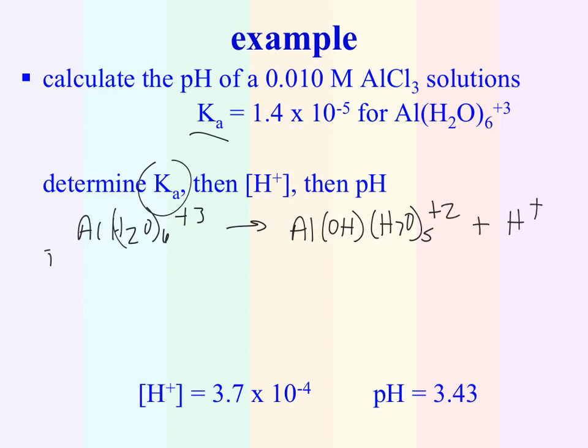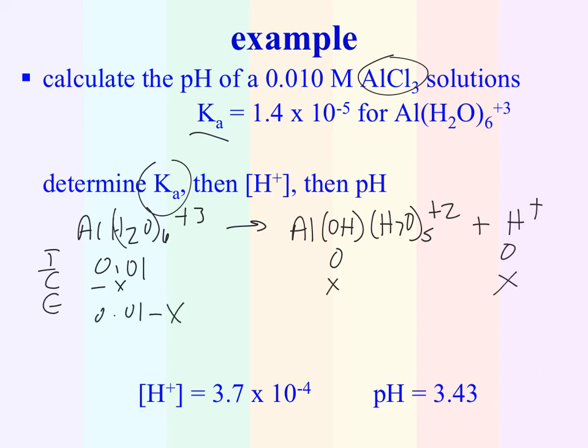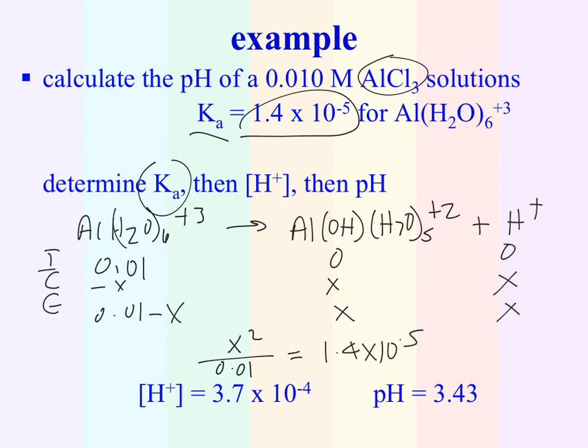Okay, we're going to subsequently just use an ICE table. We know our concentration of our hydrated aluminum complex because this is a salt. It ionizes completely in solution, so it's going to pick up these 6 waters. We know the initial concentrations here are as follows. We know our ICE table looks like this. We know our equilibrium values. We know our Ka, so x squared over 0.01 is going to equal 1.4 times 10 to the negative 5th. Notice I've dropped off the x here.